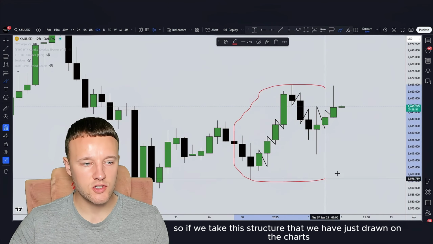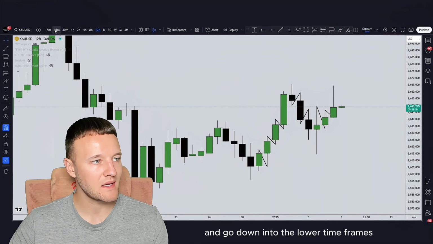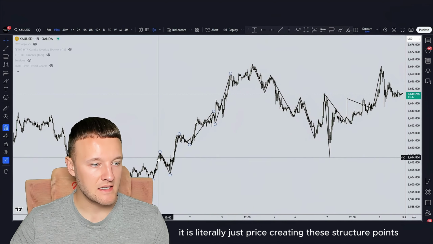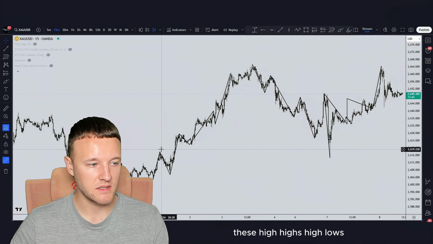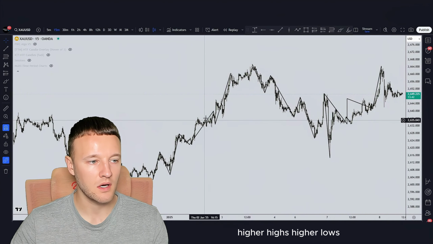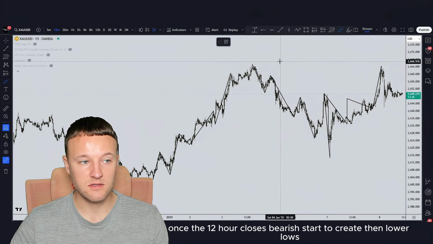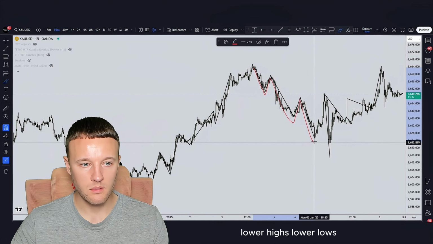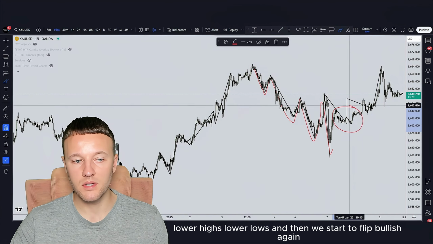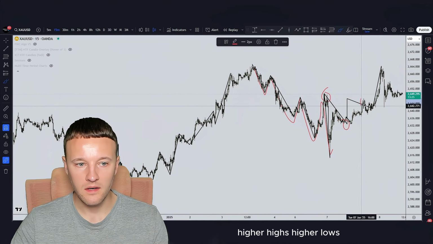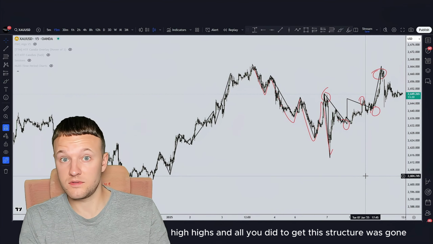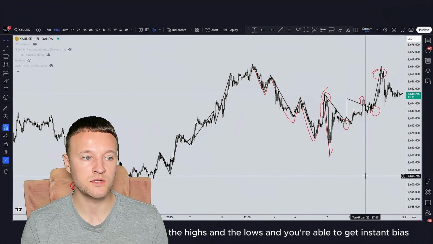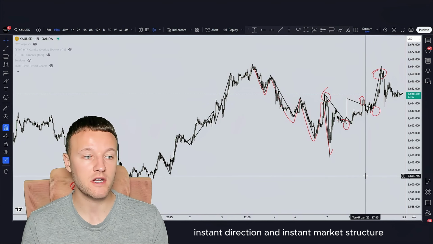So if we take this structure that we have just drawn on the charts and go down into the lower time frames, you can see that from the 12-hour on the 15-minute, it is literally just price creating these structure points, these higher highs, higher lows, higher highs, higher lows, higher highs. Once the 12-hour closes bearish, we start to create lower lows, lower highs, lower lows, lower highs, and then we start to flip bullish again, creating higher highs, higher lows. And all you did to get this structure was go onto the 12-hour time frame, mark out the structure points, the highs and the lows, and you're able to get instant bias, instant direction, and instant market structure.